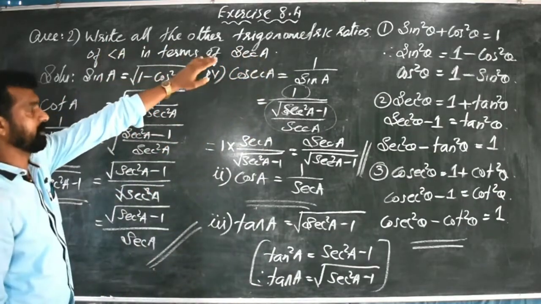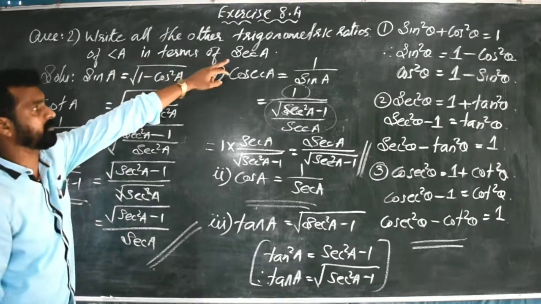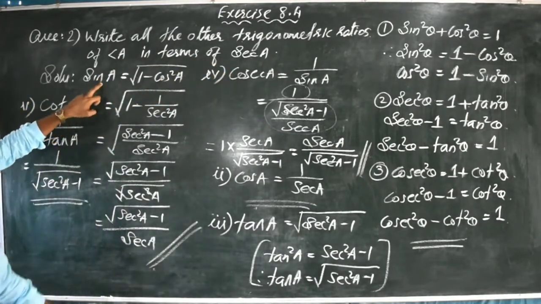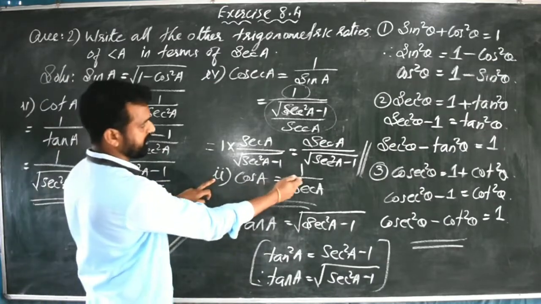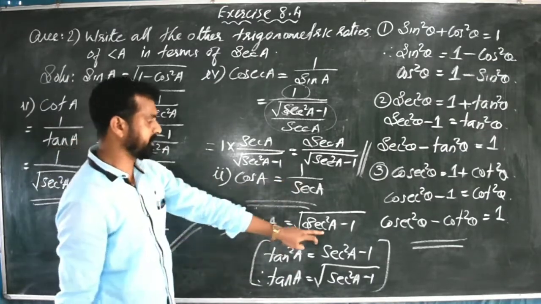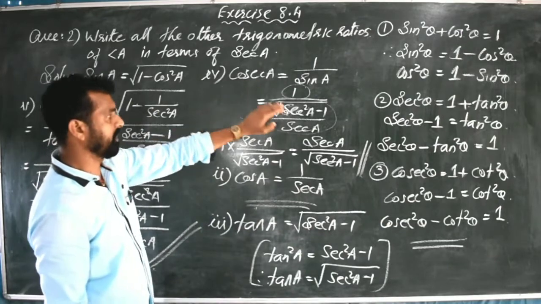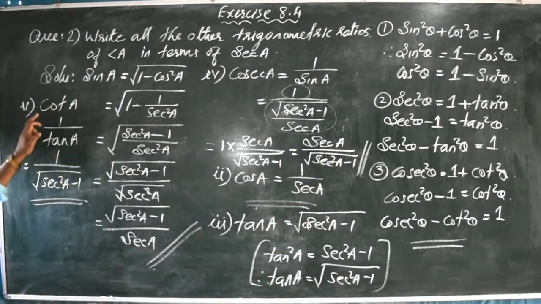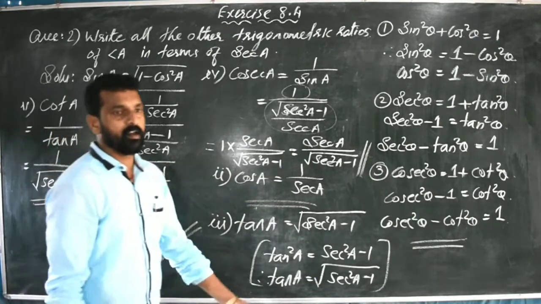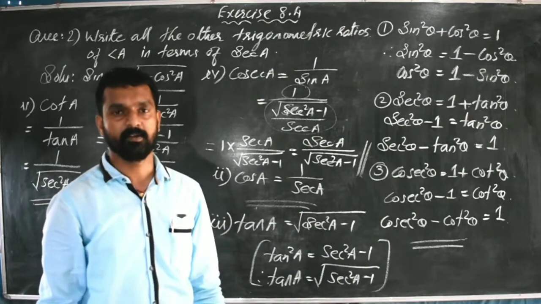Write all other trigonometric ratios of angle A in terms of sec A. So first, sin A we have expressed in terms of sec A. Here we got the answer. Number 2, cos A we have expressed in terms of sec A. Tan A we have expressed in terms of sec A. Next, cosec A we have expressed in terms of sec A. This one is the answer. After that, cot A also we have expressed in terms of sec A. So that is the answer. Now the remaining questions we will do in the next video.